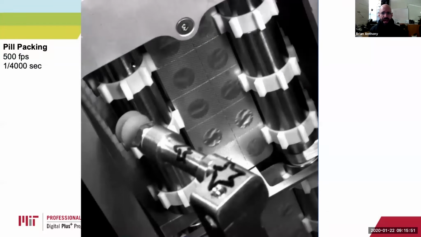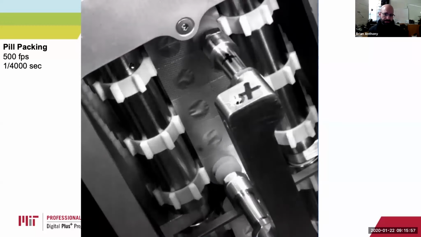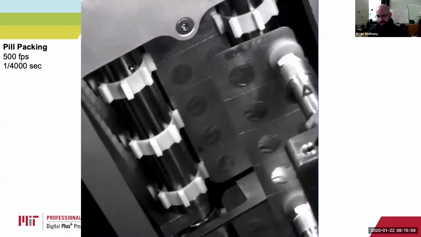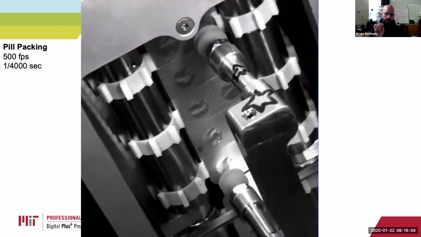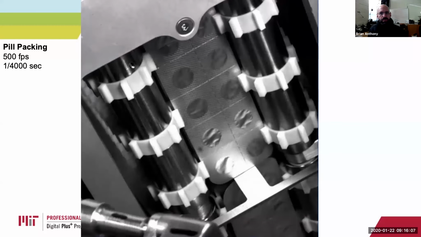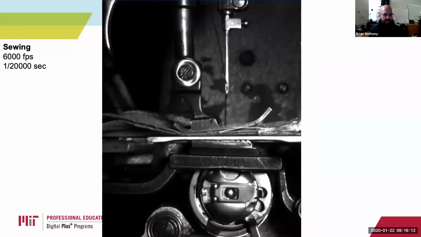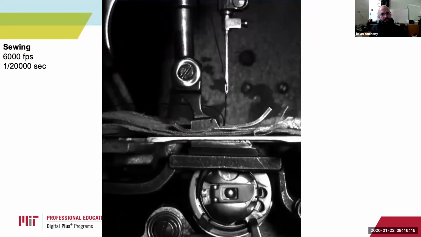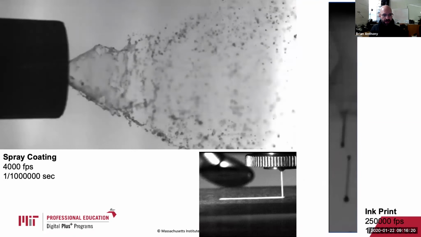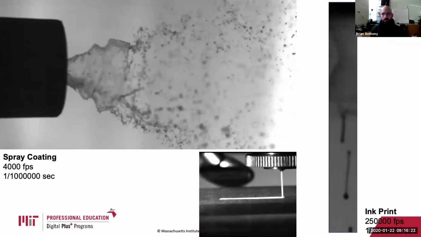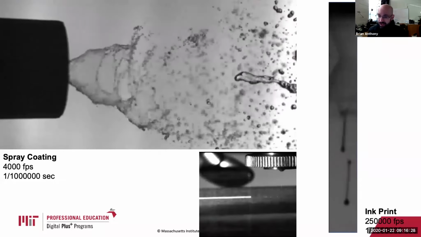This is a pill packing operation, so a robotic manipulator. We will talk a little bit about automation. We'll talk about quality control and process control in the class. But this is an operation that's taking a pill pack from a feeding operation and moving it to the next process in the sequence. This is a sewing operation, recording at 6,000 frames per second, of clothing. This is a spray coating operation of various things, recording at various speeds, spray coating or a printing process, or an ink print at 250,000 frames per second.